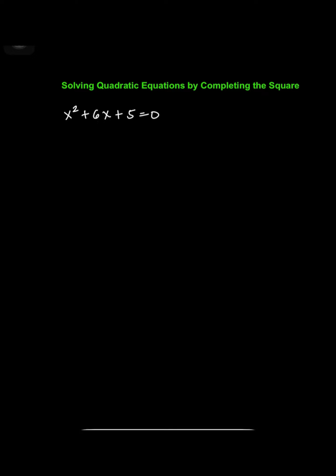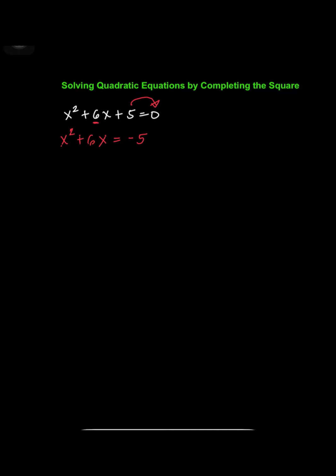So, ilipat natin siya from left to right. And then, pag inilipat natin, make sure napapalitan natin ang sign. So, let's do it. X squared plus 6x equals negative 5. Alright? So, next is hahanapin natin ngayon yung b.